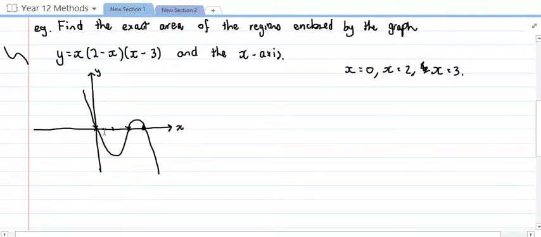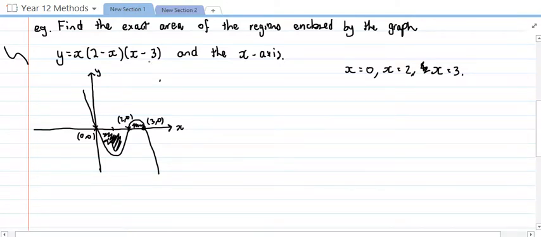We're looking for the regions enclosed between the graph and the x-axis. So that means we're looking for this area here, and this area here. And we don't need to worry about any other parts. So those parts are completely enclosed. That means, well, I better write the coordinates. So that's (0, 0), (2, 0), and (3, 0). Important to write the coordinates on a good graph. But basically, we're looking for this bit between 0 and 2, and this bit between 2 and 3.